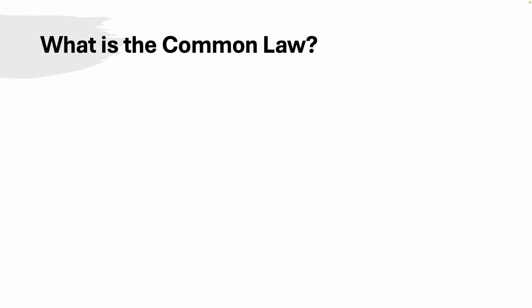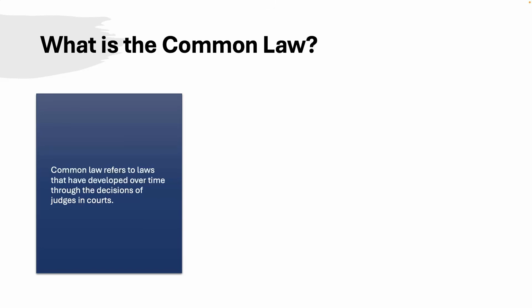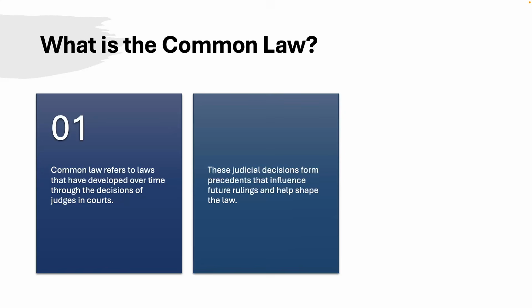And it really begs the question, what actually is the common law then? What does this refer to? Well, it refers to the laws that have developed over time through the decisions of judges within courts. These judicial decisions form what we call precedent. They form the precedent for decision making that can then help influence future rulings to help shape the law.